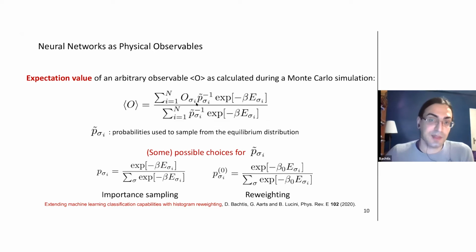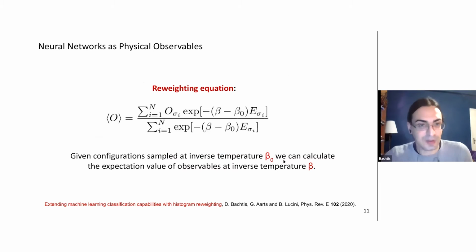So if we select these probabilities equal to the probabilities of the inverse temperature that we want to sample, then we do importance sampling. This is the common way that we do Monte Carlo. However, if we select the probabilities of a sufficiently adjacent inverse temperature in parameter space, then we have some form of histogram reweighting. So if we select these probabilities, then we arrive at this reweighting equation.